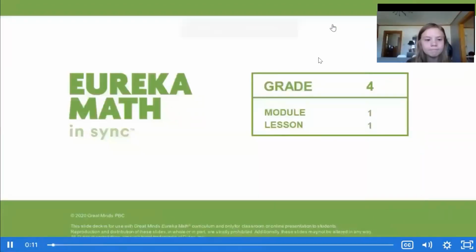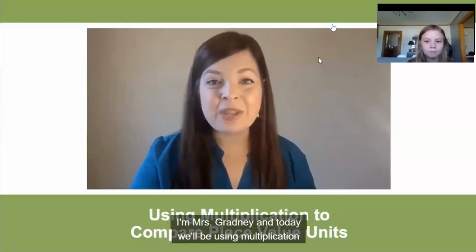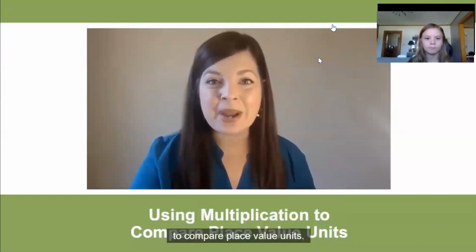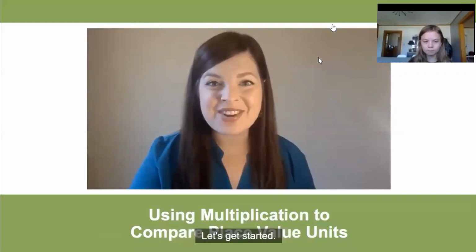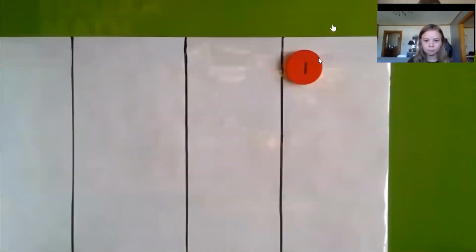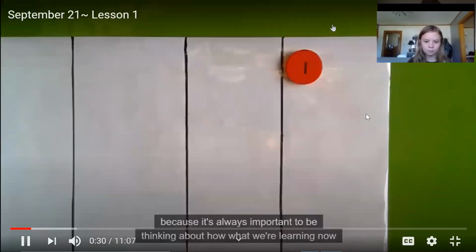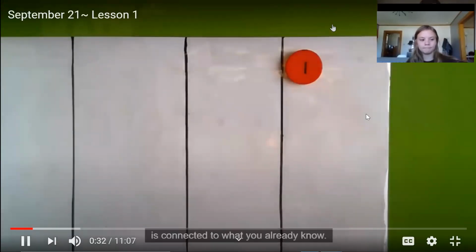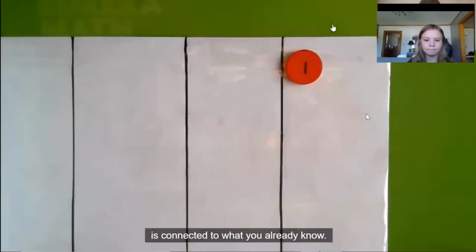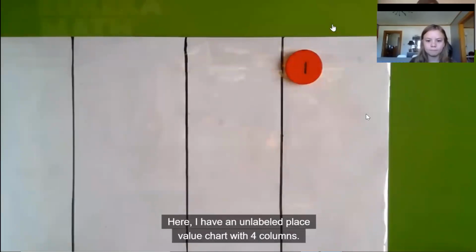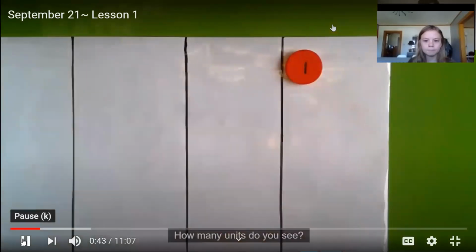Hi friends, I'm Mrs. Gradney, and today we'll be using multiplication to compare place value units. Let's get started. Let's begin with something that you may already know, because it's always important to be thinking about how what we're learning now is connected to what you already know. Here I have an unlabeled place value chart with 4 columns. How many units do you see?